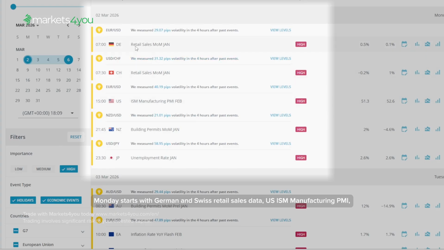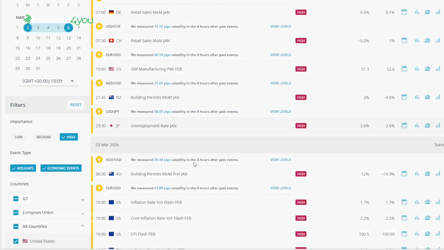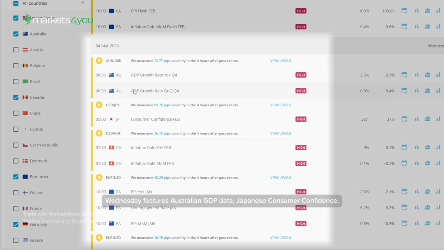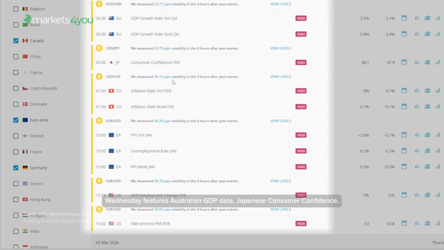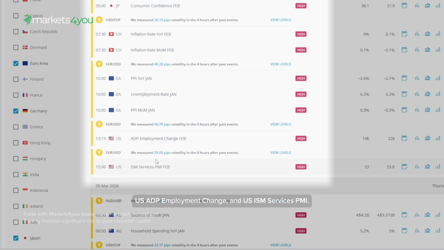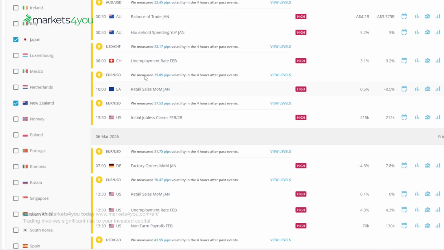Monday starts with German and Swiss retail sales data, US ISM manufacturing PMI, New Zealand building permits, and Japanese unemployment rate. Tuesday brings Australian building permits and Eurozone inflation figures including both headline and core inflation rates. Wednesday features Australian GDP data, Japanese consumer confidence, Swiss inflation figures, Eurozone PPI and unemployment rate, US ADP employment change, and US ISM services PMI.